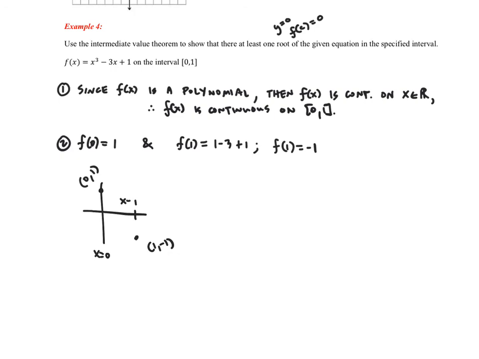Okay, so clearly, if I were to join these two in any fashion, say the function joins or looks like that, right? Then by the intermediate value theorem, there exists a c between 0 and 1 such that f of c is equal to 0. Okay, so what is that c value? I have no idea. I don't know.